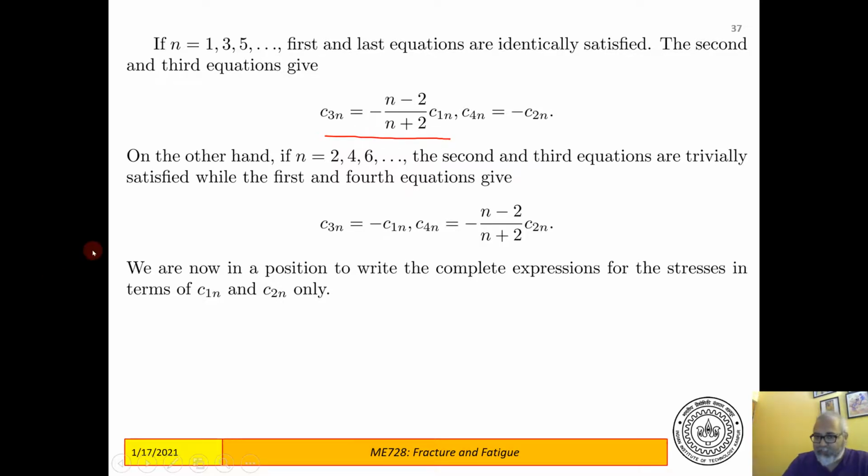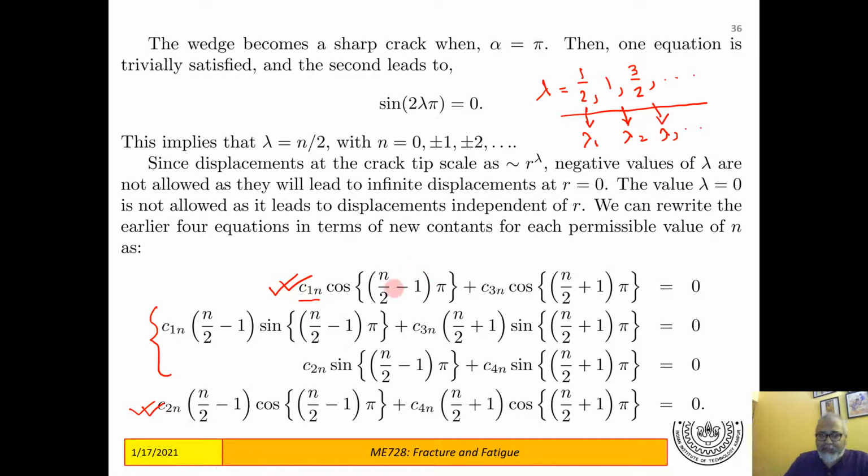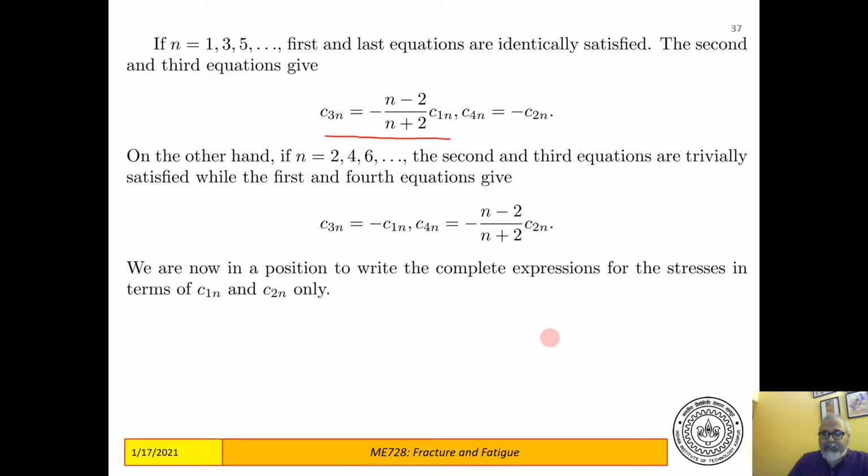You should try this out again, and from this equation for n equal to odd, you will get, again, this is 1, this becomes 1, this becomes 1, and this becomes 1. For n equal to odd, you will get c2n is equal to minus c4n. So these are the relations that you will get between the constants. So for n equal to odd, only two constants are independent, the other two are dependent.